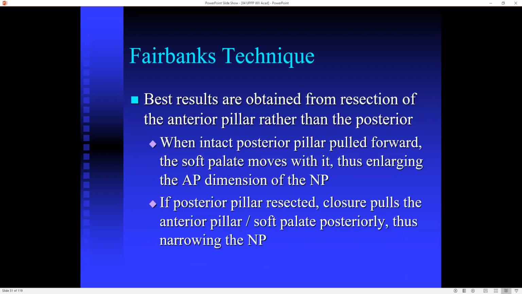So the anterior and posterior pillars are really important because taking some of the anterior pillar off allows you space to move the posterior pillars anteriorly and laterally, and it actually lifts the soft palate off the posterior pharyngeal wall and enlarges dimensions both anteriorly and laterally. But if you take off the posterior pillar, what happens when you're sewing things closed is you're pulling the palate posteriorly, and actually it can make the sleep apnea worse.